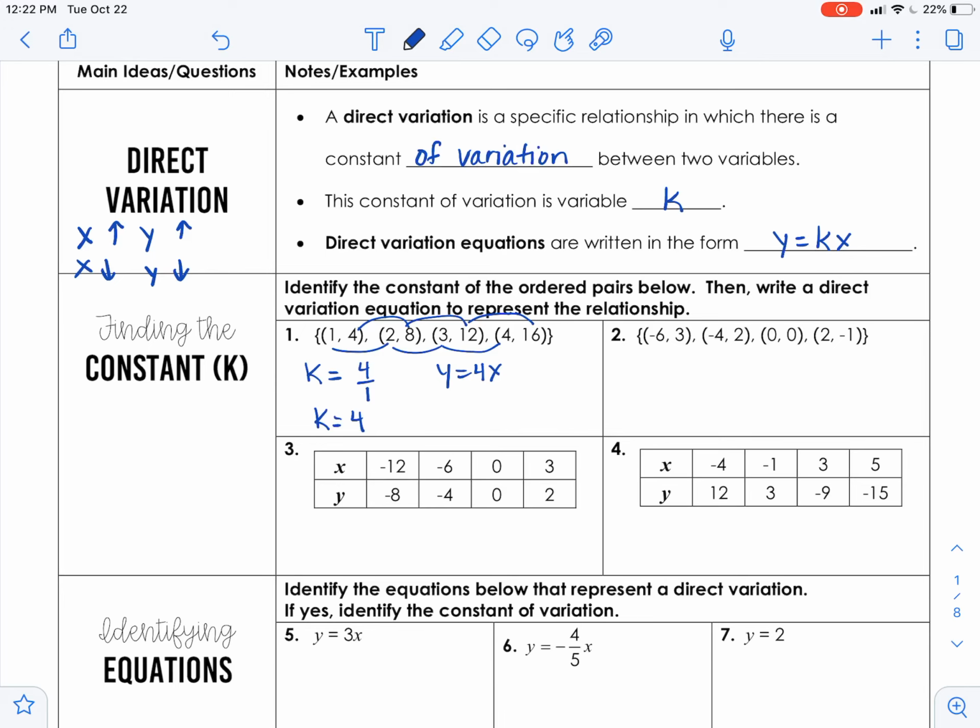Now, if there is not a constant, in other words, if it's not changing exactly the same, then you're not going to be able to write the equation, okay?